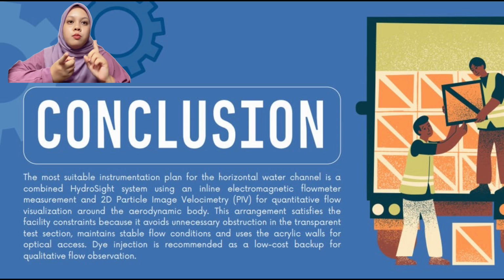In conclusion, the most suitable instrumentation plan for our horizontal water channel is the combination of the inline electromagnetic flow meter and the PIV system. The flow meter is used to measure the flow rate accurately, while the PIV system helps us visualize and analyze the flow behavior around the aerodynamic body.